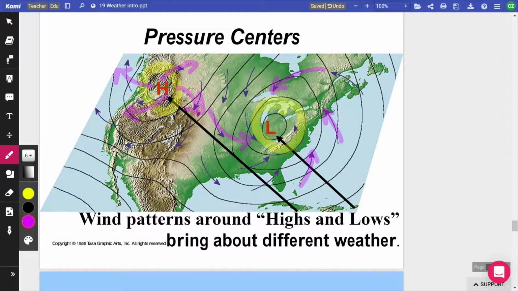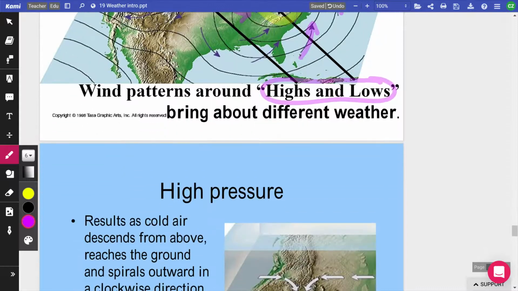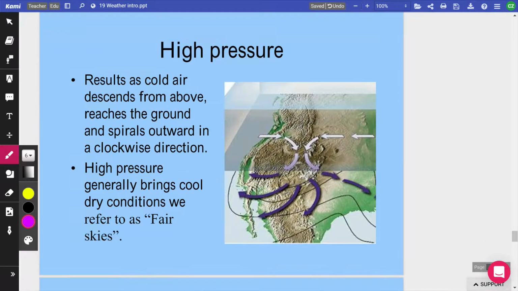Okay, and we're going to have a little bit of a phrase to remember this by, but you do need to understand how wind patterns differ around a low and high pressure. So, high pressures result in cold air descending, dropping. It's cold, so it's dropping. It's higher density. All right. They spiral outward and in a clockwise direction.